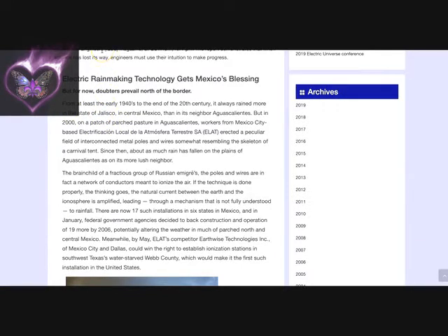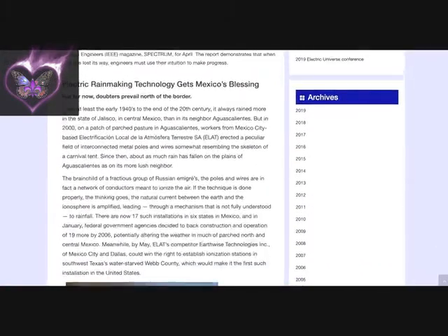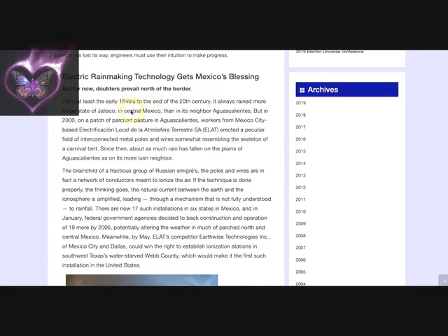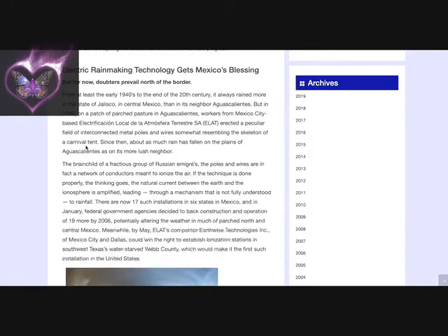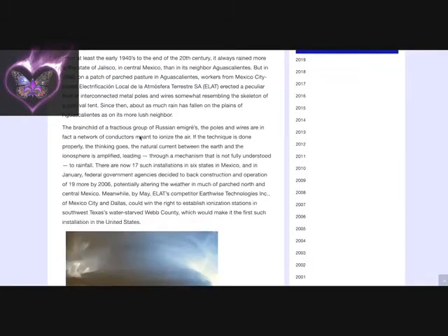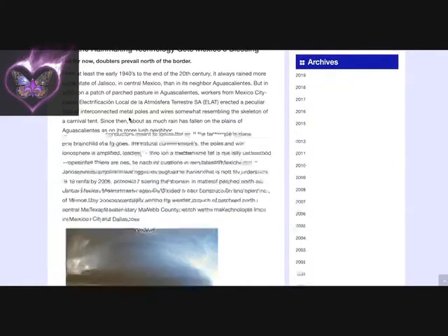From at least the early 1940s to the end of the 20th century, it always rained more in the state of Jalisco in central Mexico than in its neighbor Aguascalientes, since at least the early 1940s, since radar. But in 2000, on a patch of parched pasture in Aguascalientes, since then about as much rain has fallen on the plains of Aguascalientes as on its more lush neighbor.